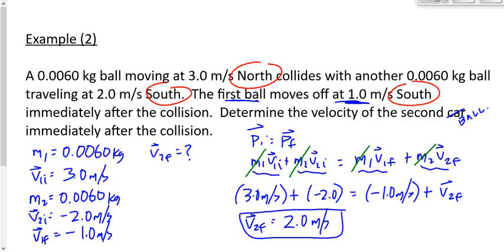If you notice the canceling of the masses, that's great. It saves you some work. If you don't, that's okay. You'll still get the same answer. It just means a little bit of work in your calculator. We all should end up with the same number, 2.0 meters per second.